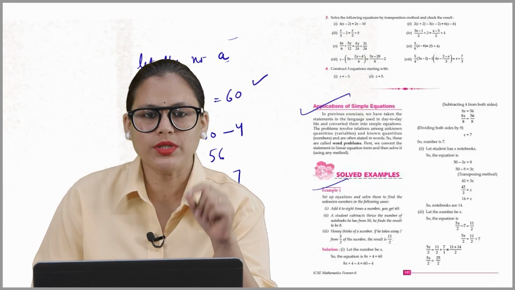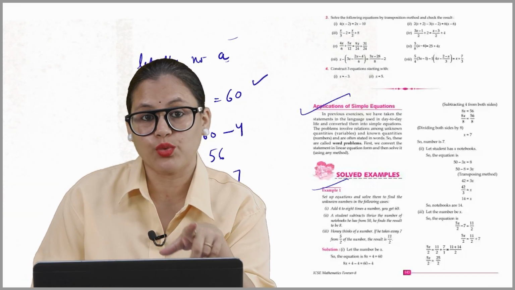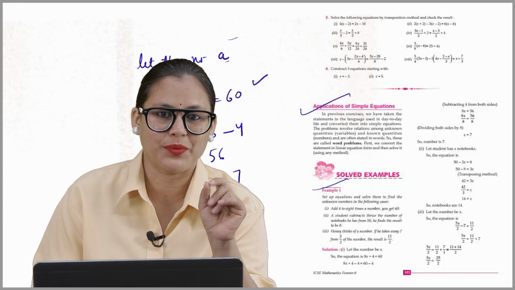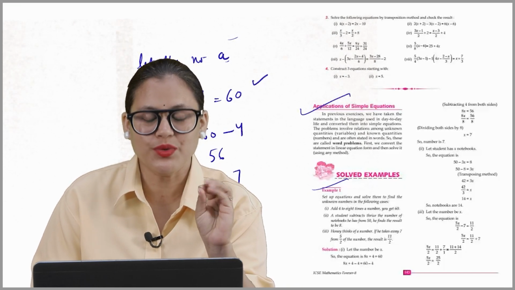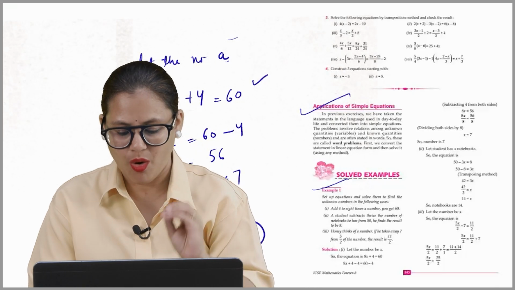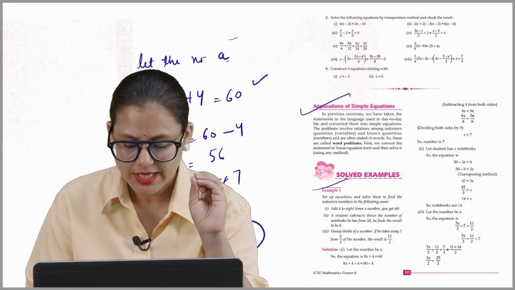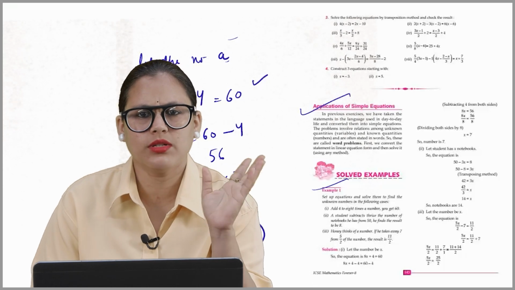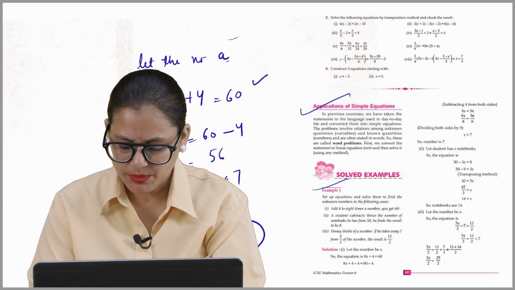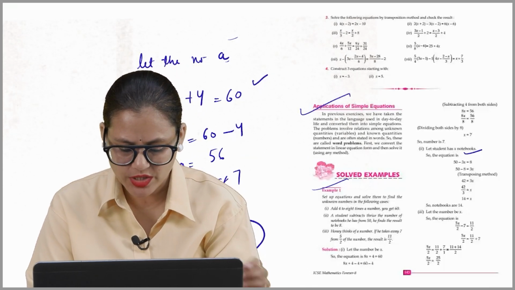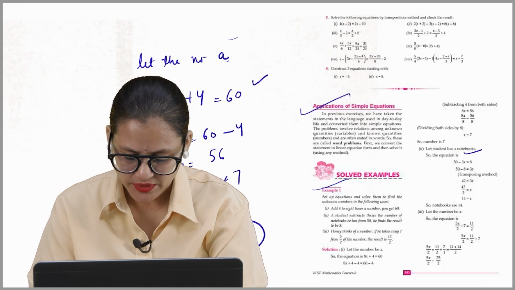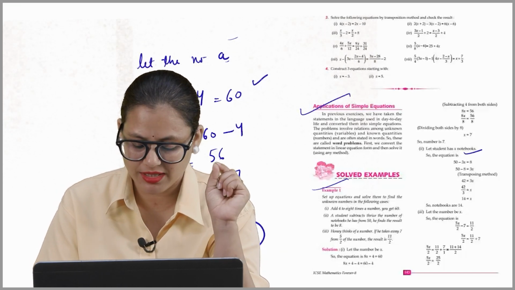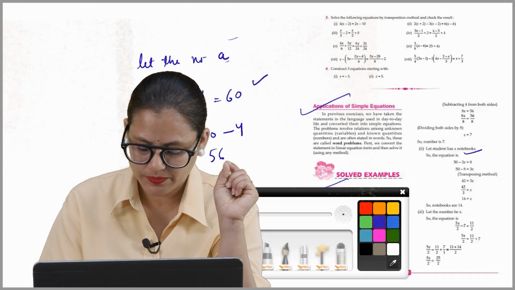Number 2 is a student subtracts thrice the number of notebooks he has from 50. He finds the result to be 8. Okay. So first, what will you do? First, you will let the number of notebooks be x. Okay, x, y, z, whatever. So the number of notebooks is x. What does the equation say? A student subtracts thrice the number of notebooks, that is minus 3x.